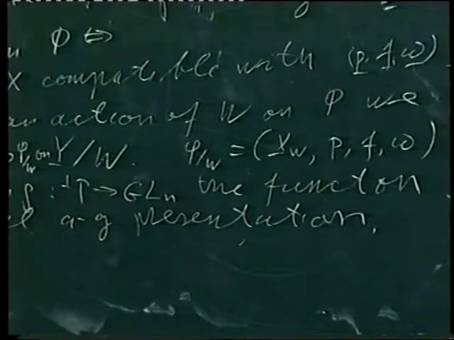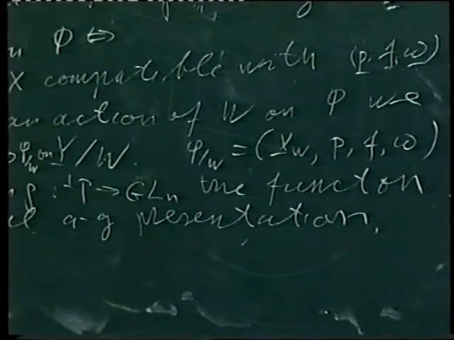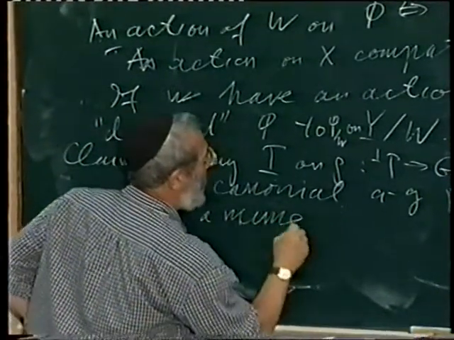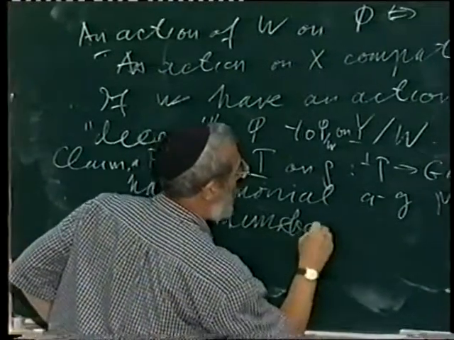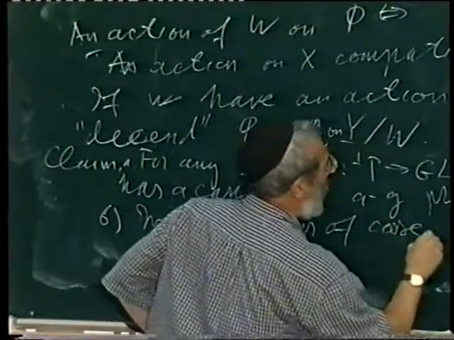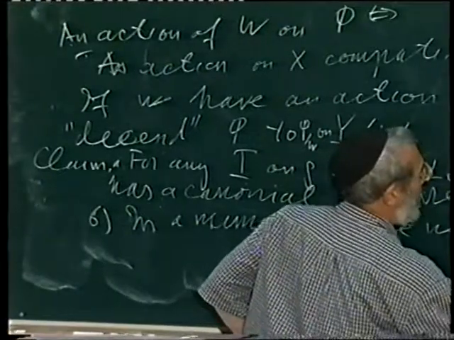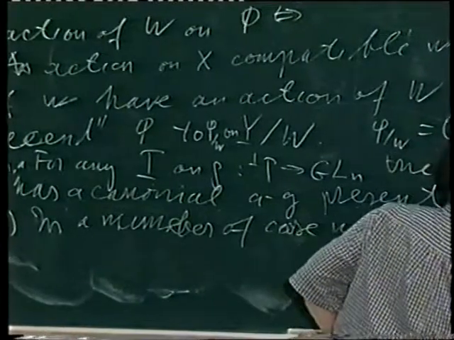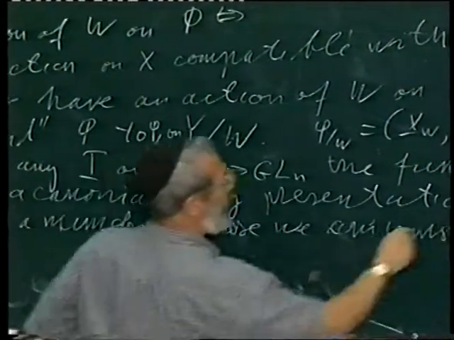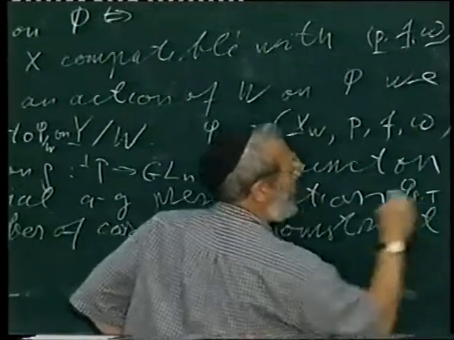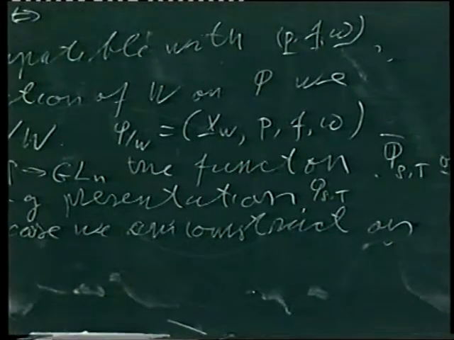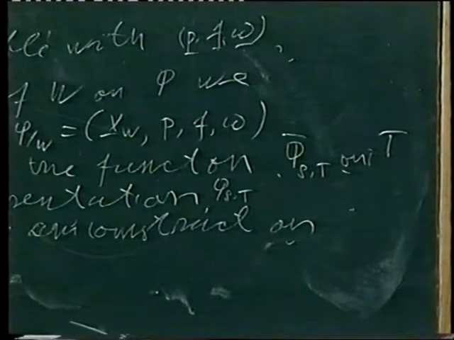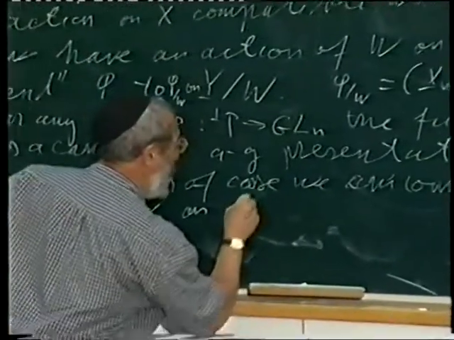In a number of cases, we can construct a canonical presentation, we call it phi rho t. We can construct an action of W on phi rho t.